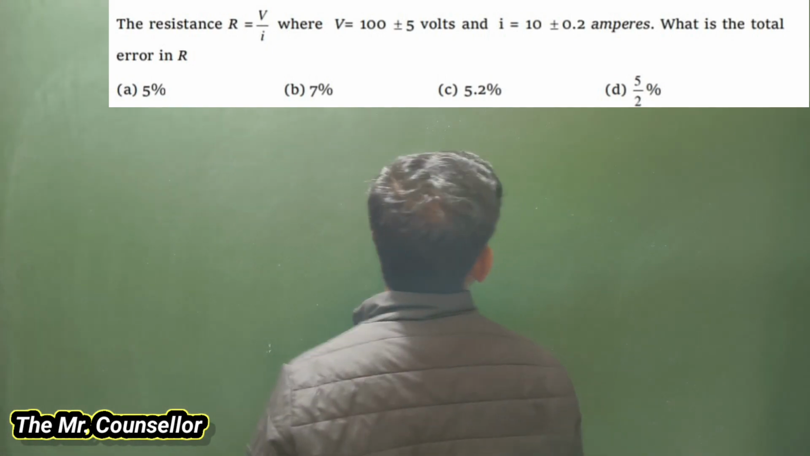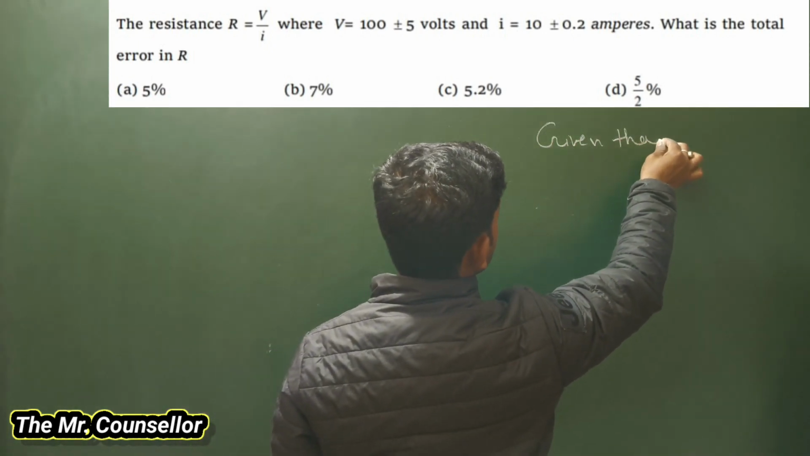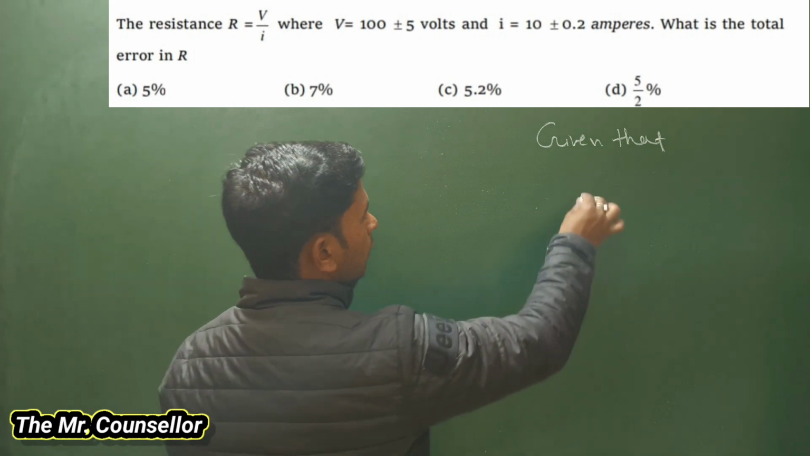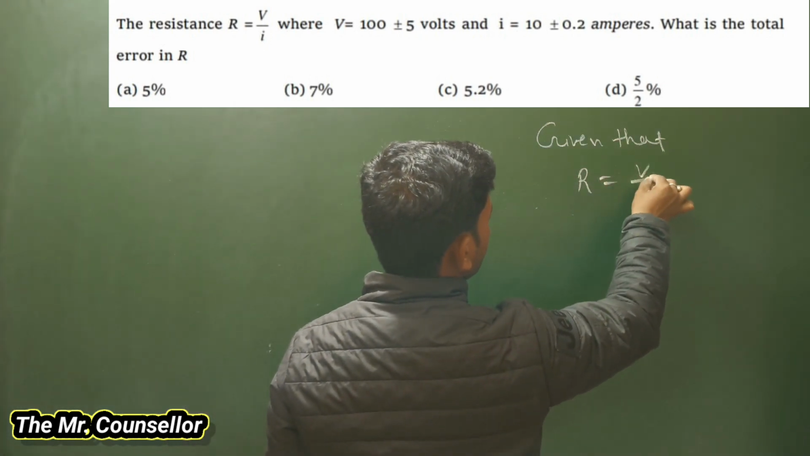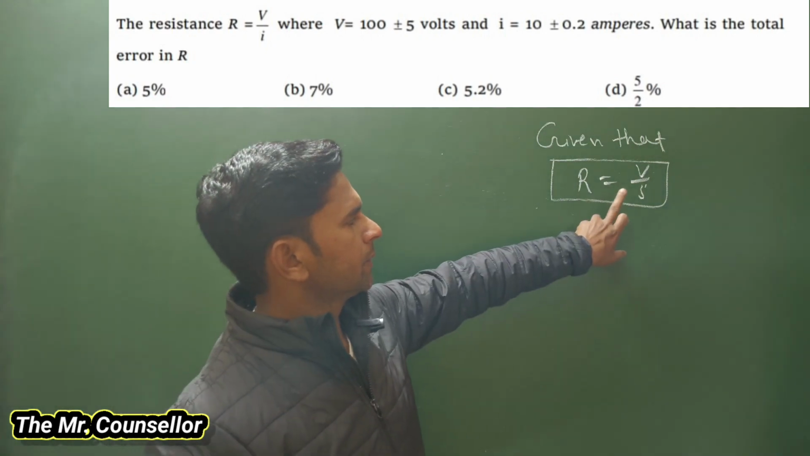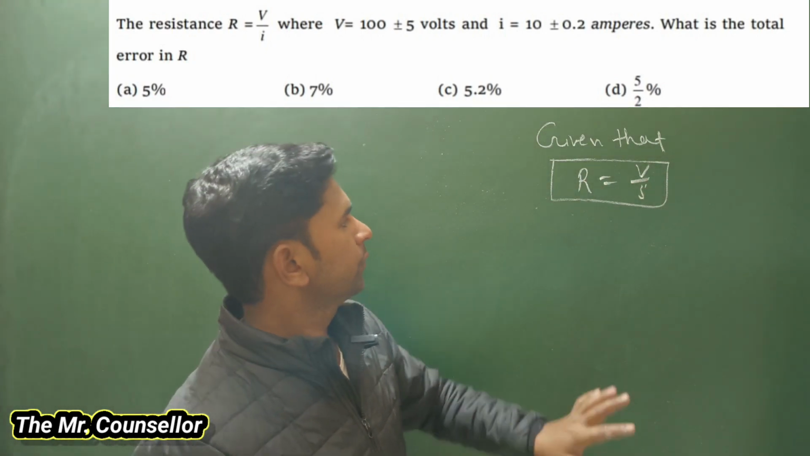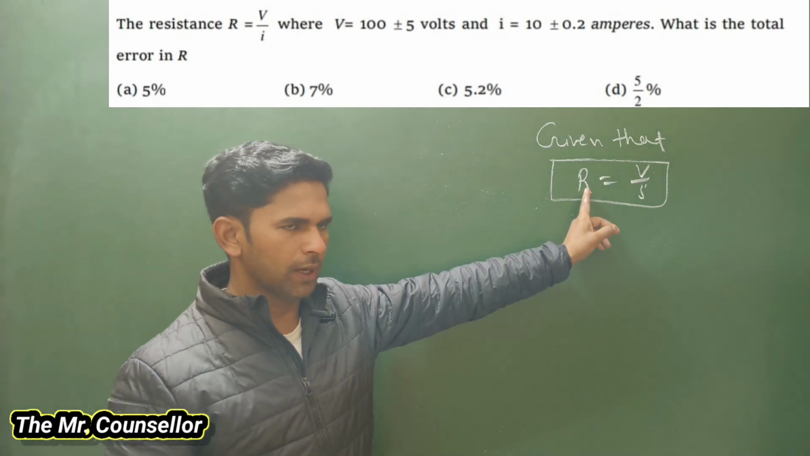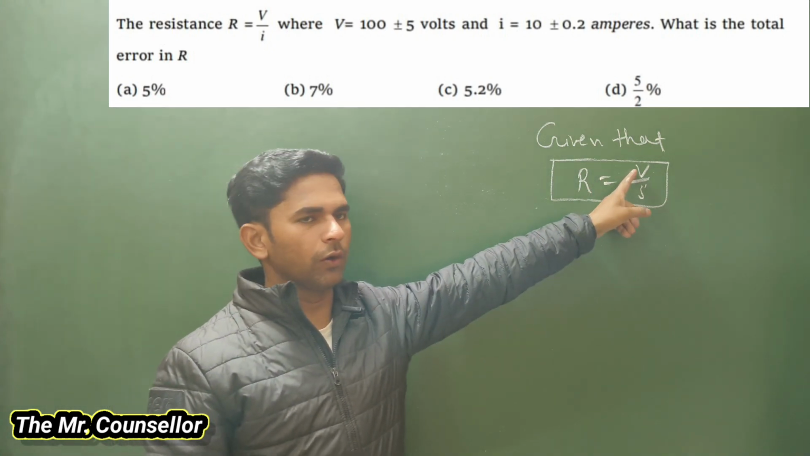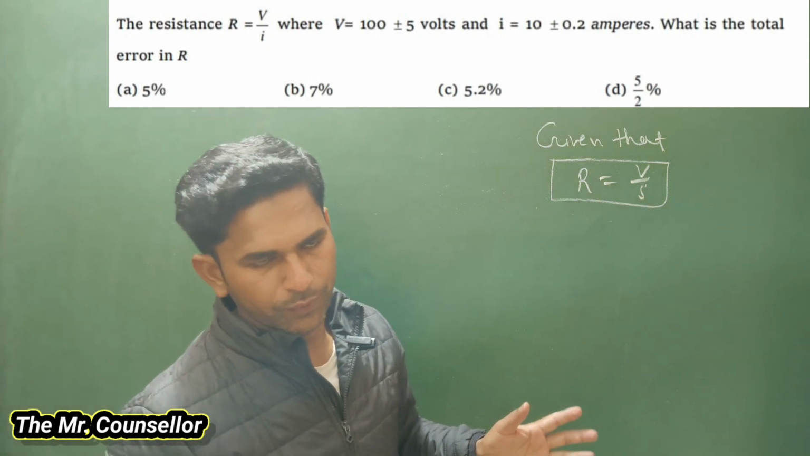So first thing, how will you solve? First you will write what is given. One formula is given, R is equal to V over I. R is the resistance, V is the voltage, I is the current. So unit of R is ohm, unit of V is volts, unit of current is ampere.